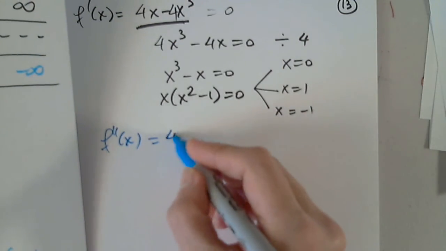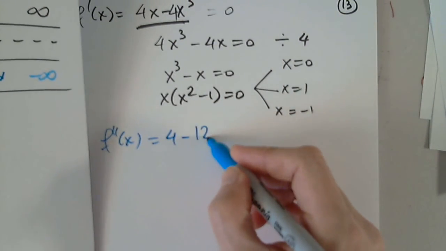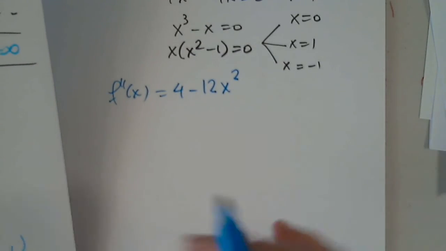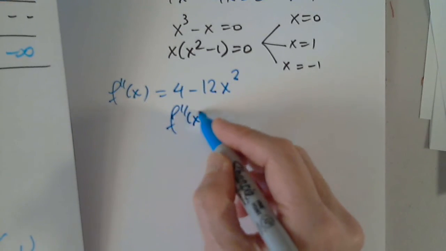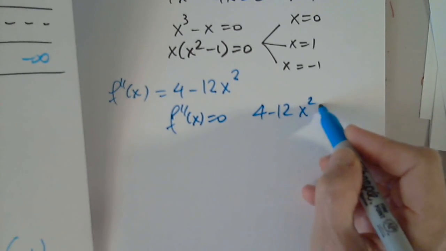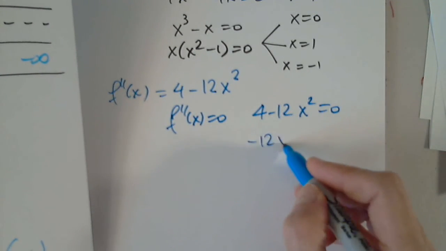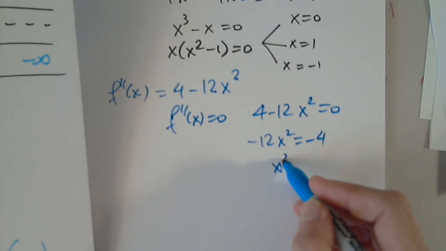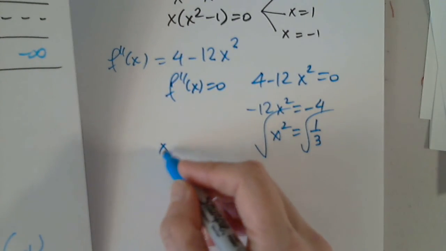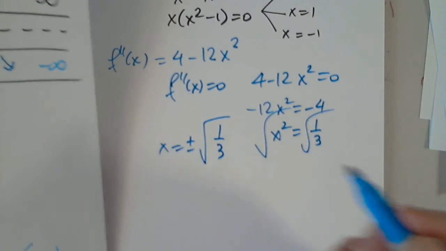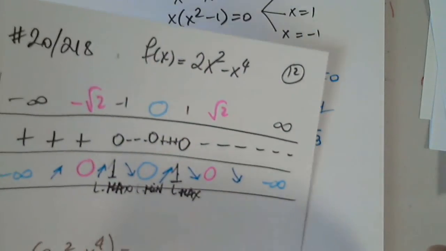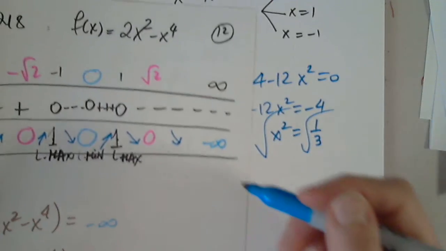And I have 4 minus 12x squared. It's getting very crowded because now the second derivative is 0, means 4 minus 12x squared equals 0, or negative 12x squared equals negative 4, or x squared is 1/3. Nice. So x equals plus or minus the square root of 1/3. Where will I put that in? Have to put it in here, and my table will be messed up.